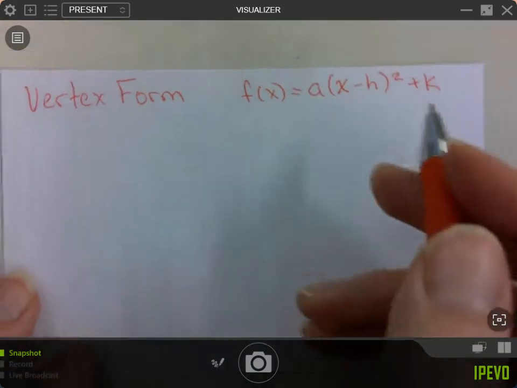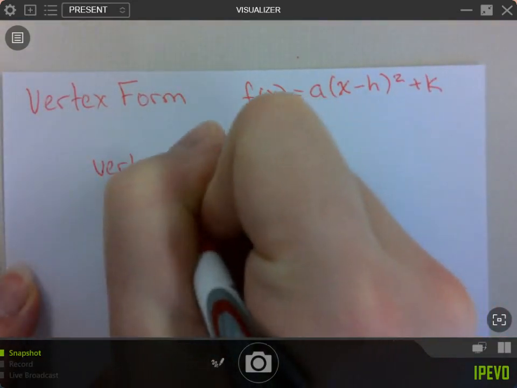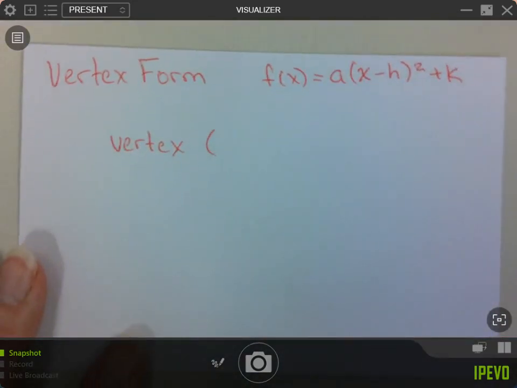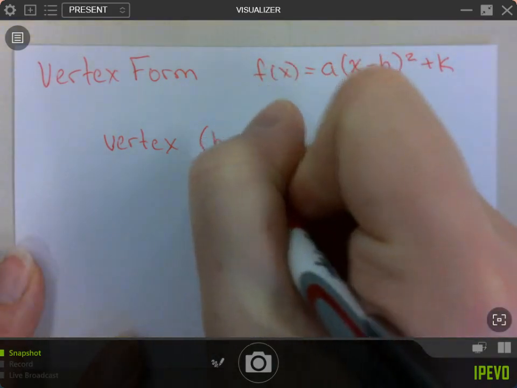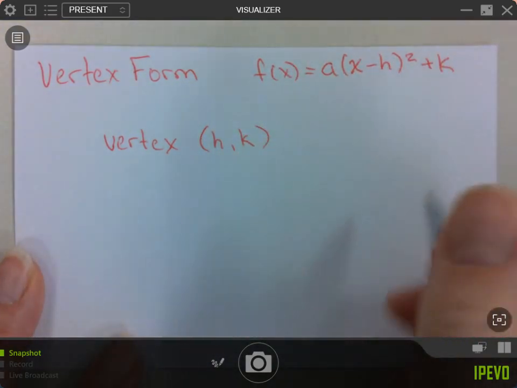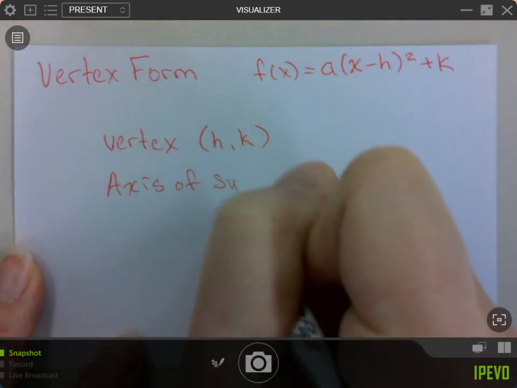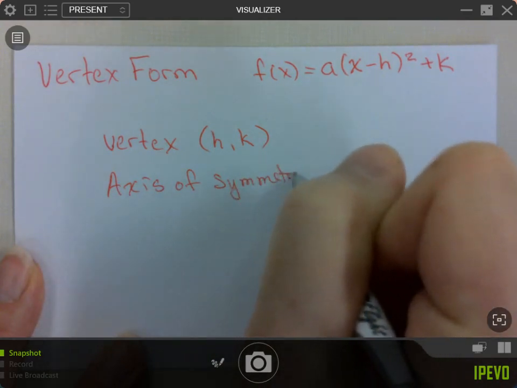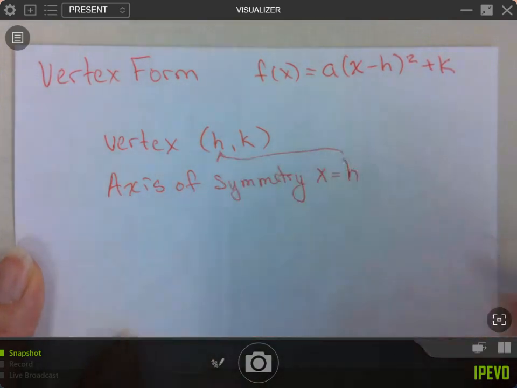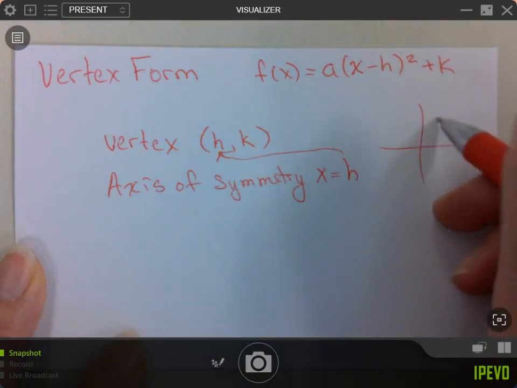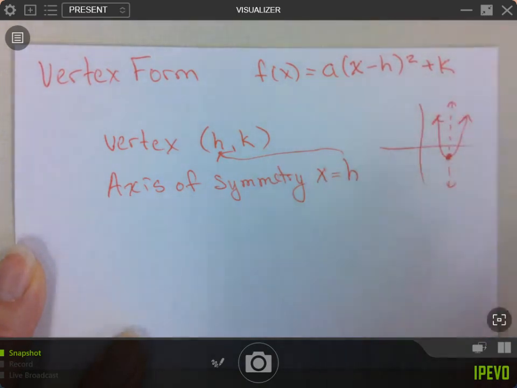We want vertex form. So what do you know about vertex form? I can just look at it and tell you the vertex. What is the vertex in general? It is HK. That is your vertex. And if I know my vertex is HK, then I know my axis of symmetry. It's still x equals, but there's no formula. It's just x equals h. That's going to be that same value. So wherever your graph goes, that axis of symmetry is still cutting through your vertex.